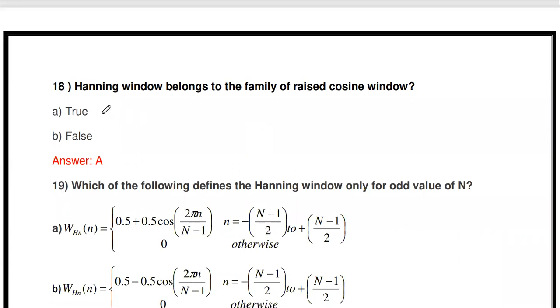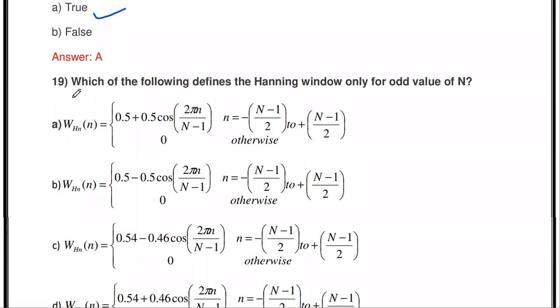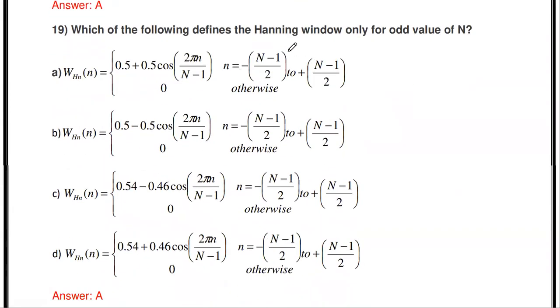The next type of window used to design the FIR filter is the Hanning window. The Hanning window belongs to the family of raised cosine windows. Yes, there is a category of raised cosine, and in that category the Hanning window is one type. The Hamming window is also one of the family of raised cosine. So both Hamming and Hanning are from the family of raised cosine windows. So it's true.